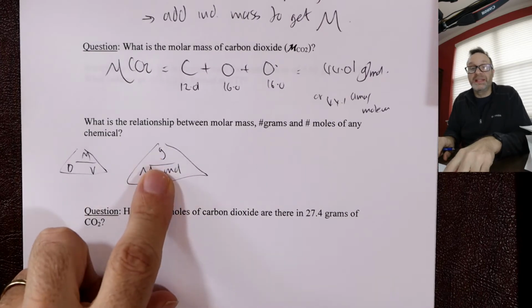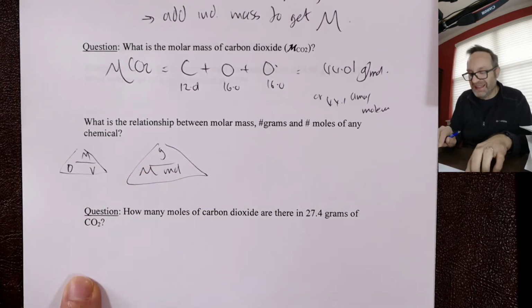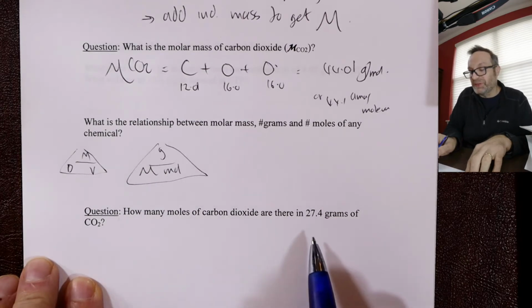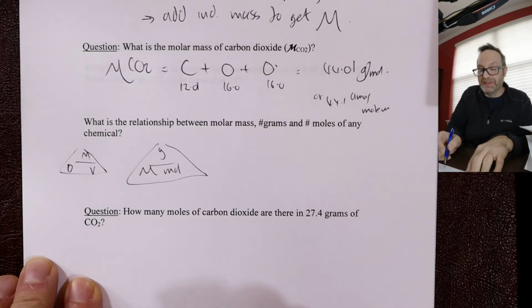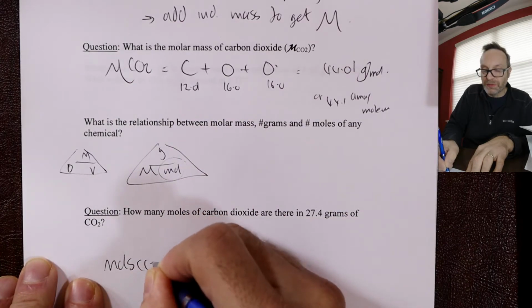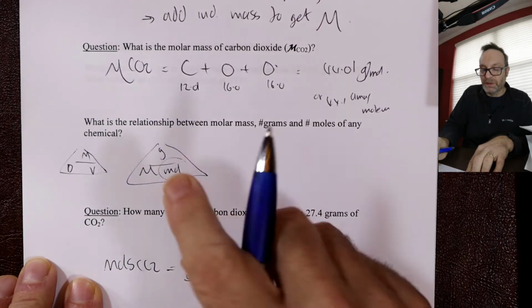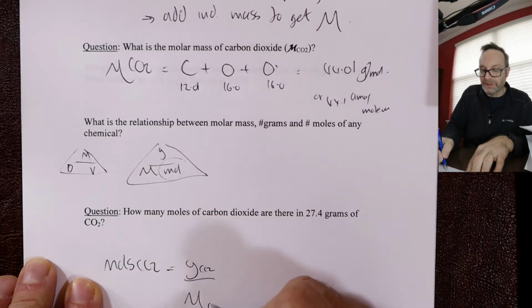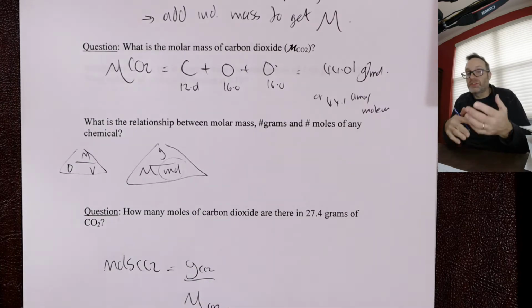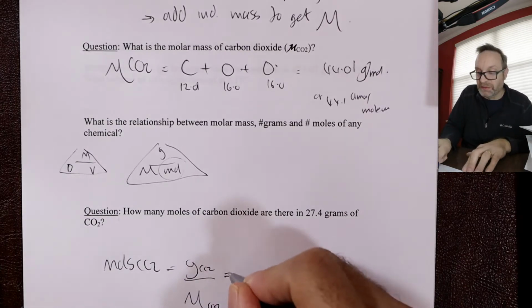So just use this, this might be a shortcut for many of you, which is cool. Shortcuts are cool. How many moles of carbon dioxide in 27.4 grams of carbon dioxide? Well, I want moles, so moles CO2 equals grams of CO2 over molecular weight CO2. I could do a chain conversion, which this essentially is, but I've just made a shorter version of it.